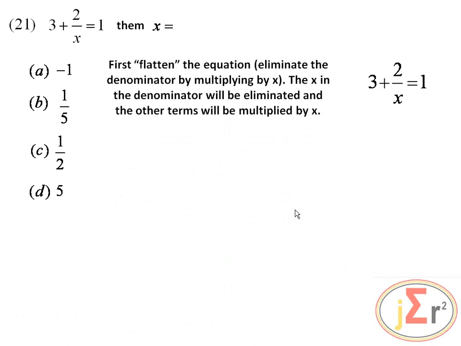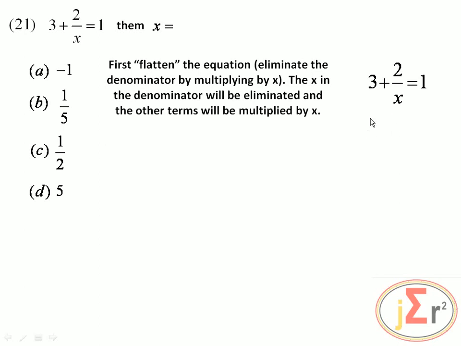In the first step, we will flatten the equation. Flattening the equation means that we will eliminate the denominator. And in the case that we have quite a few denominators, then we will eliminate all of the denominators. And that will be what we call flattening the equation, getting rid of those denominators. Usually, we multiply by the lowest common multiple of the denominators.